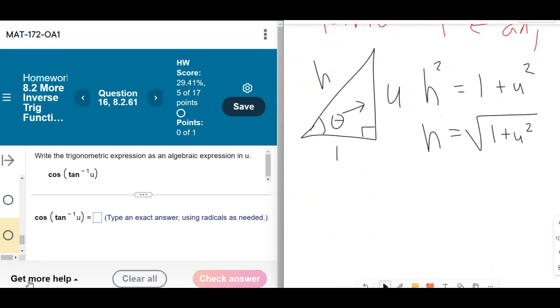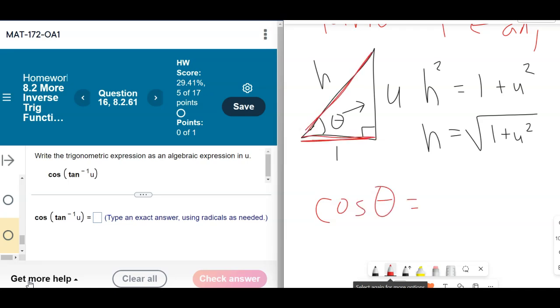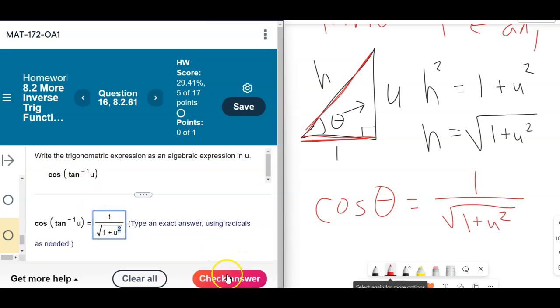Alright, now we're going to solve for cosine. The cosine of this angle is equal to, cosine is adjacent over hypotenuse. So that's 1 over h, and h is the square root of 1 plus u squared. So that's how I could come up with an algebraic expression that's equivalent to this cosine output. Alright, so there's my output.